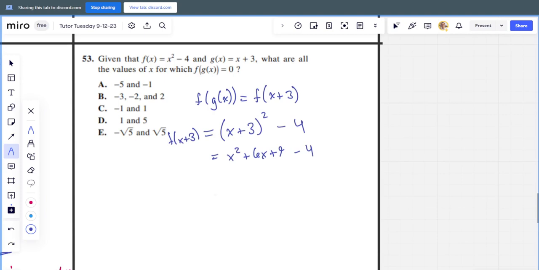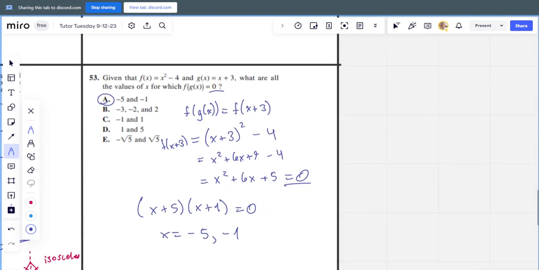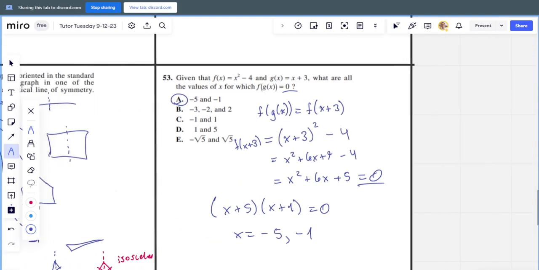That expands out to x plus 3 squared minus 4. That's x squared plus 6x plus 9 minus 4. X squared plus 6x plus 5. When we set that equal to 0 like the question says, we can factor that as x plus 5, x plus 1. So yeah, x equals negative 5 and negative 1. Answer choice A, just like you solved in that chat. Composite functions can be pretty fun.